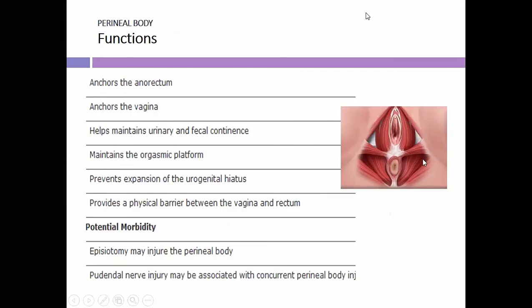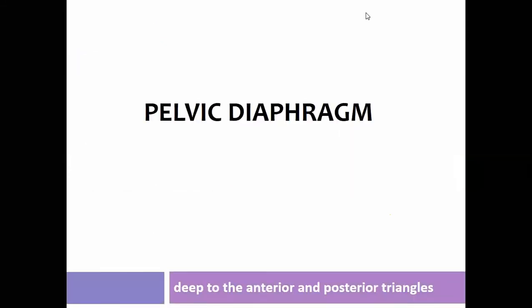So the perineal body has a lot of functions, because it will support the rectal area and the vaginal area, and it will also provide continence in these areas. Now, if you move deeper into the pelvis, you will see the pelvic diaphragm. Now, we will change our view of the pelvis.